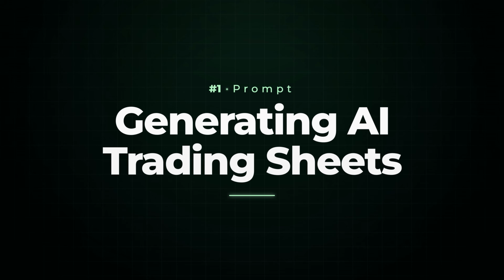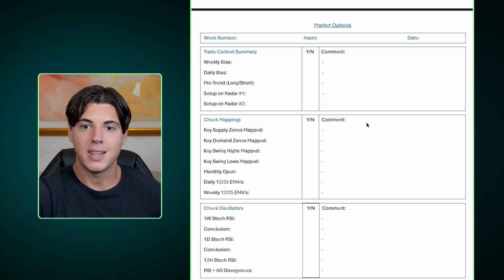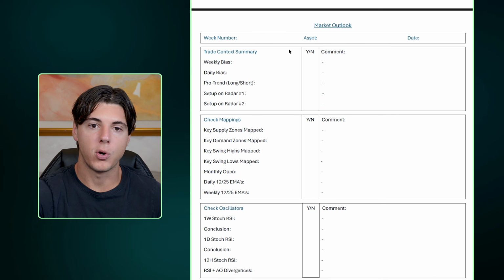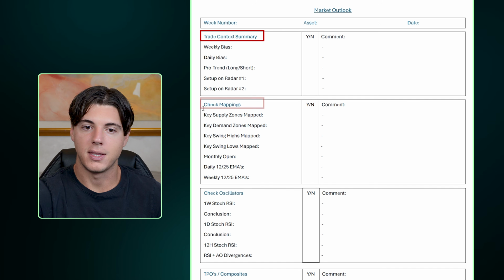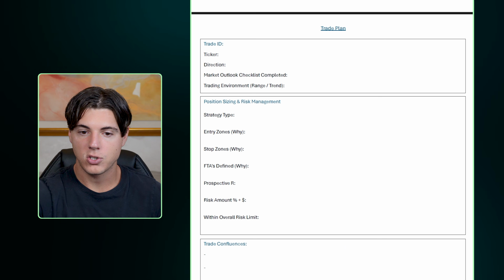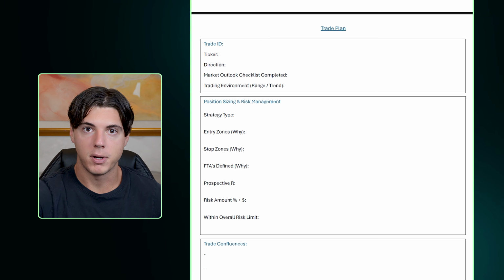When I was building this AI workflow, all the hard work was done even years prior, when I was building my own version of these trade sheets on paper and eventually put them onto a Word doc. So what you can see in front of you is the first iteration of one of my market outlook sheets, where I'm going over the context, the key levels, oscillators, TPO and composites, and I also have one for my trade plan. So this is how it initially started, but you can do it yourself with Claude.